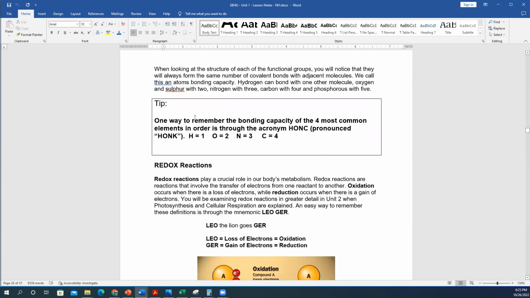Right, there was a tip here about remembering the bonding capacity of these common atoms. And if you don't know it by now, this honk might help you remember it. 1, 2, 3, 4 is the bonding capacity of hydrogen, oxygen, nitrogen, and carbon.